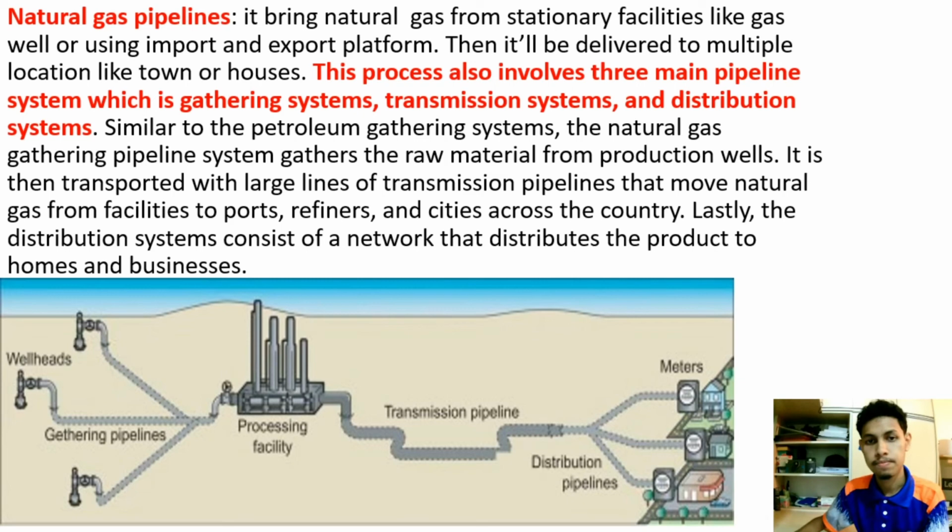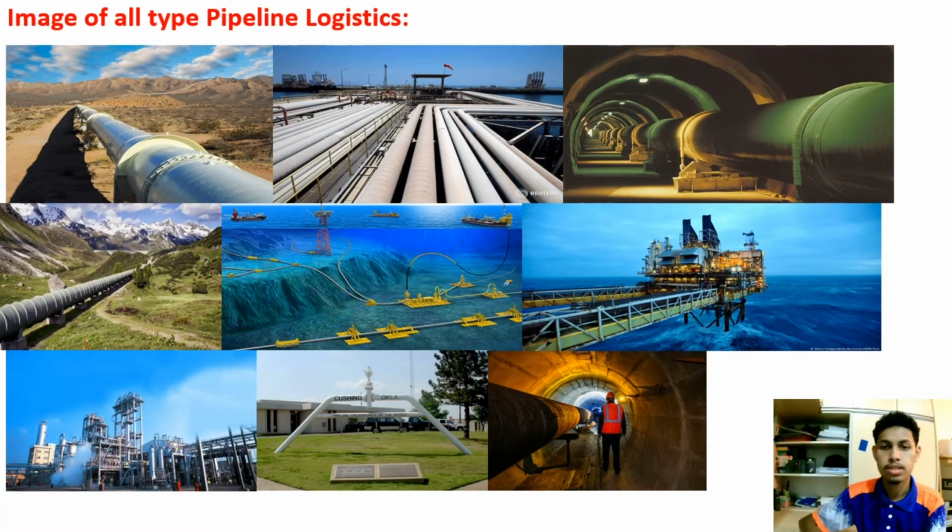Okay. So here is the image of all types of logistics, as we can see: road pipeline, the manufacture pipeline, and also the underground pipeline, and then the underwater, undersea pipeline. So as we can see, the pipeline logistics system is not a new thing inside the industry of logistics. And the pipeline logistics system is actually very important inside our logistics industry, especially in the movement of a raw material.